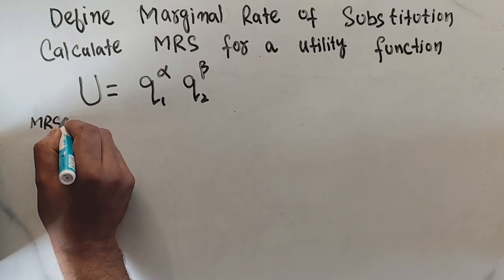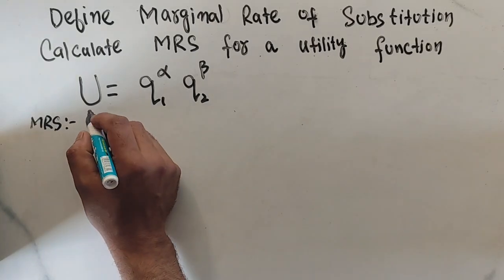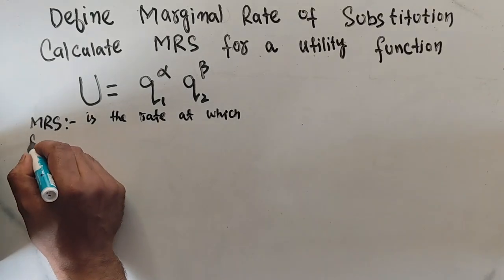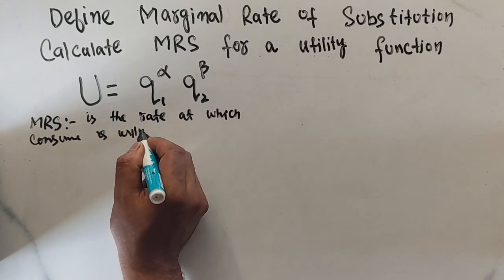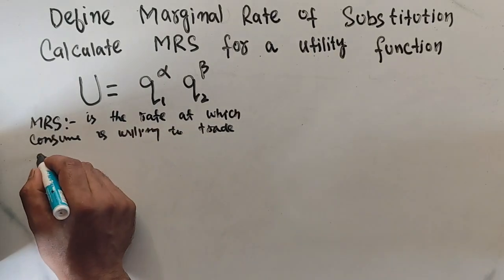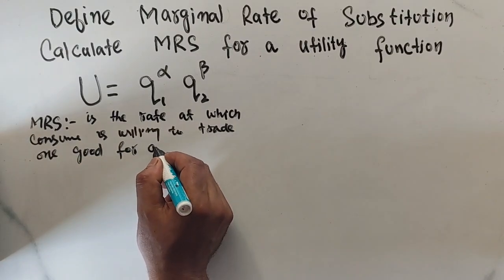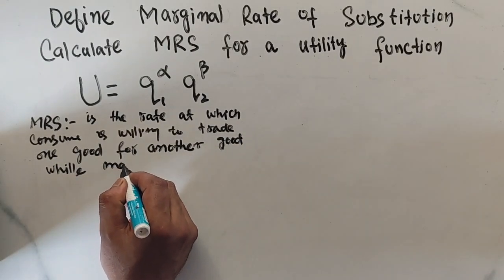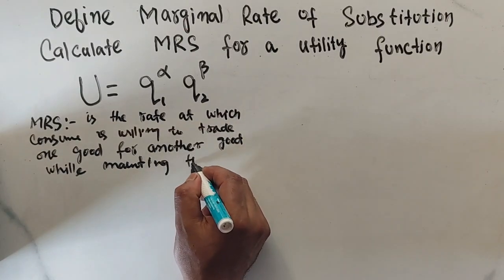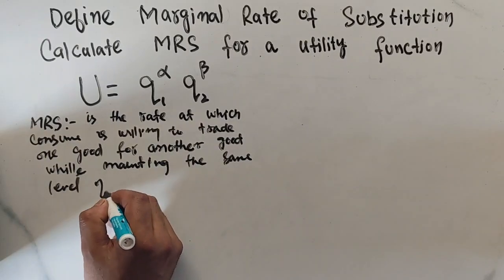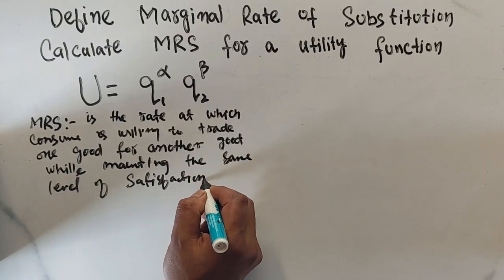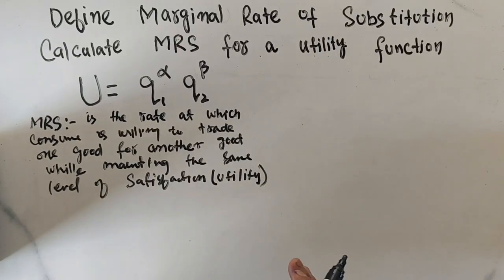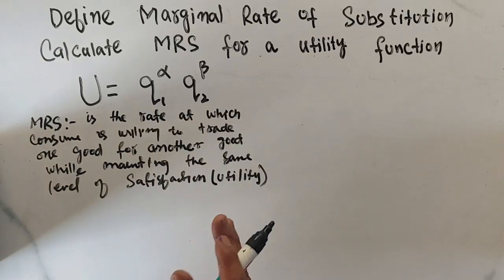So MRS simply tells us it is a rate at which, let me write it here. MRS is the rate at which a consumer is willing to trade one good for another good while maintaining the same level of satisfaction or utility. To put it simply, it shows us the rate at which we are sacrificing one good for another good while maintaining the same level of satisfaction.